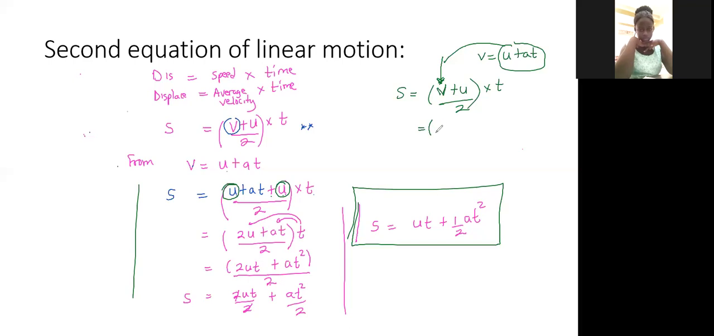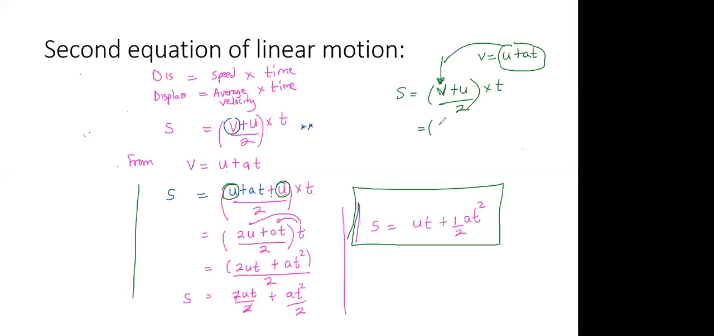Are we still together? Yes. So I will say U plus AT. So U plus AT, the whole of this one, is what is representing V. Then I will say plus U, this U, then everything divided by 2 times the time. Okay, I've understood.